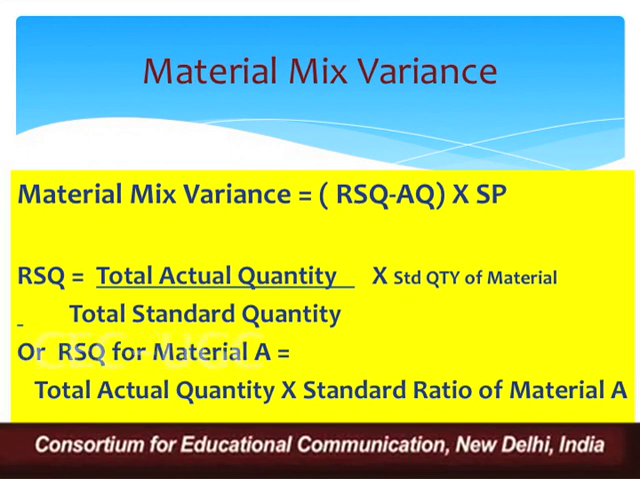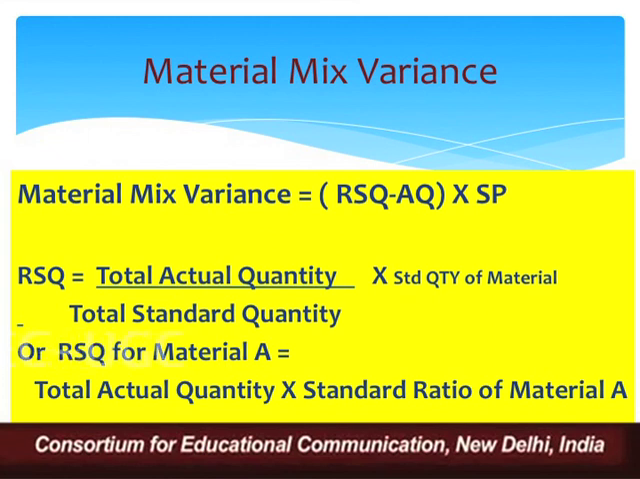For RSQ, the formula is total actual quantity divided by total standard quantity, multiplied by the standard quantity of the given material. Suppose I'm talking about two types of raw materials, A and B. Whatever the specific material for which I am computing RSQ, that will be the value here, standard quantity of material A, if I'm computing the RSQ for material A. So it is very simple: total actual quantity divided by total standard quantity, into standard quantity of the material. Try to understand what we are doing.